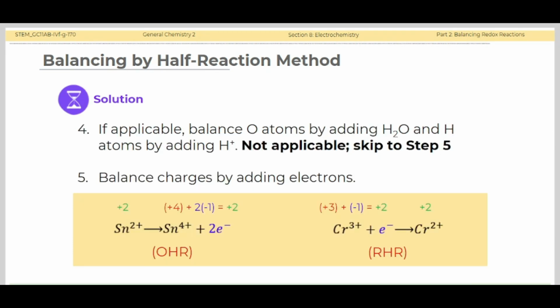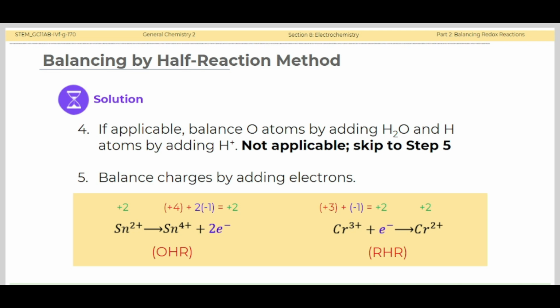4. If applicable, balance the oxygen atoms by adding water and hydrogen atoms by adding hydrogen ions. This step is not applicable as the ions do not have oxygen and hydrogen. 5. Balance charges by adding electrons. The charges in the first half reaction can be balanced by adding electrons on the product side. The resulting half reaction involves loss of 2 electrons, implying that it is the OHR.